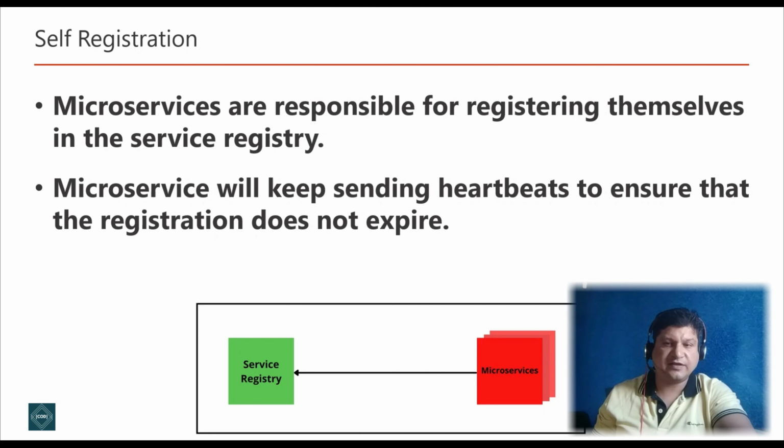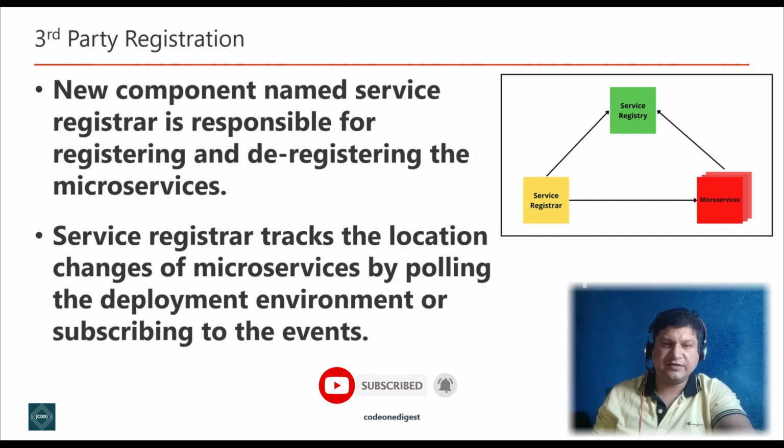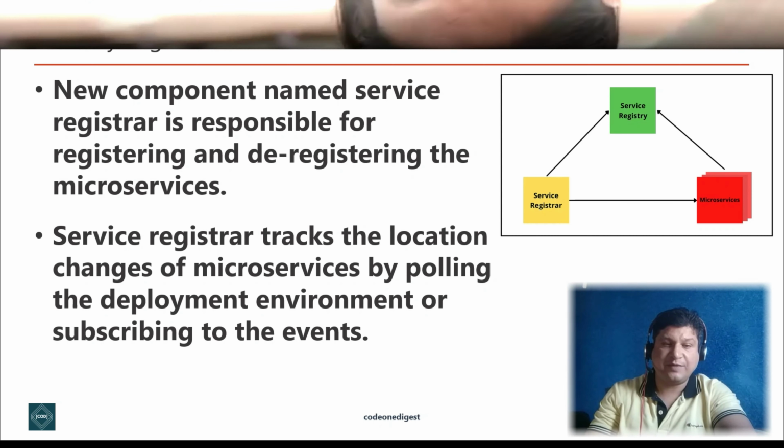Let's understand third-party registration. In this approach, a new component named Service Registrar is responsible for registering and deregistering the microservices. In addition, the Service Registrar tracks the location change of microservices by polling the deployment environment and subscribing to the events. Many modern deployment environments provide a built-in component as Service Registrar. For example, if you create an EC2 instance in AWS Cloud using an auto-scaling group, it will automatically register with an elastic load balancer.